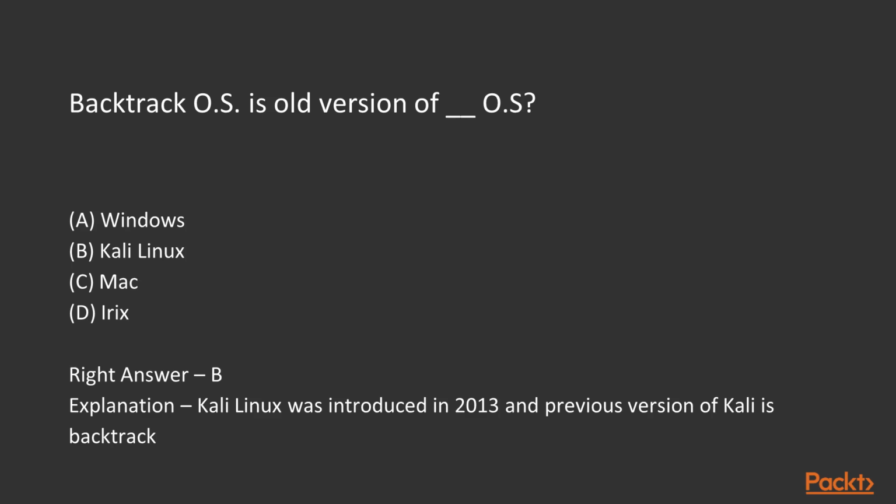Backtrack OS is old version of which OS? So Backtrack is the OS name. Which is the old version of which kind of OS? Windows, Kali Linux, Mac, or IRIX? The right answer is Kali Linux. The older version of Kali Linux was Backtrack. Kali Linux was introduced in 2013 and the previous version of Kali is Backtrack.